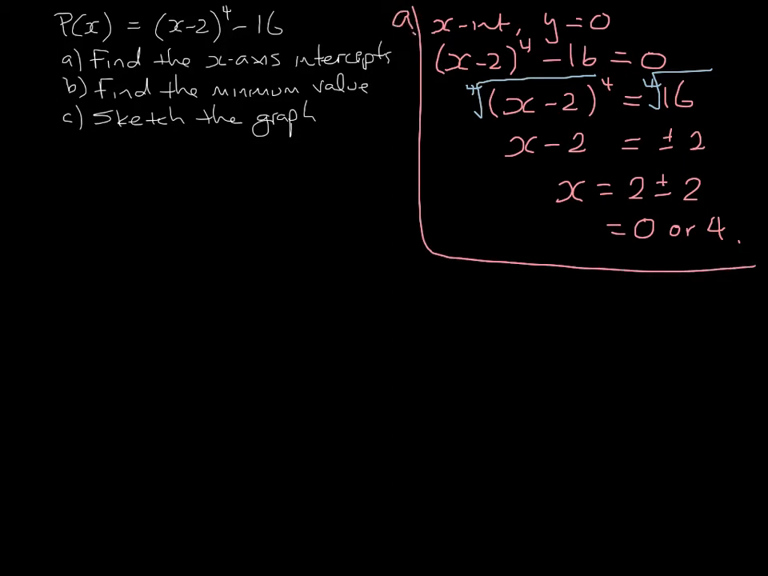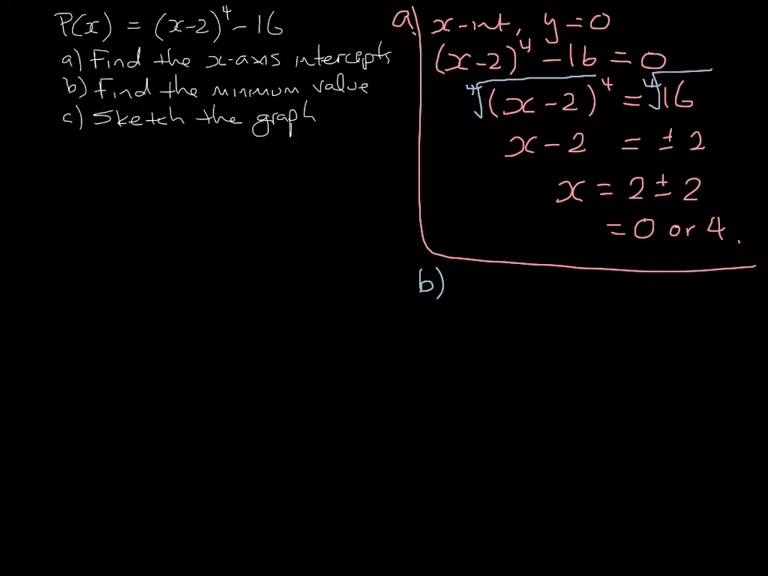Now for B, if we go into a different colour, if we're going to find the minimum value of this at this stage in the course, you haven't done any calculus or anything like that, so we need to use other methods to work out the minimum. A graphic calculator might be acceptable for your test or for your exam.